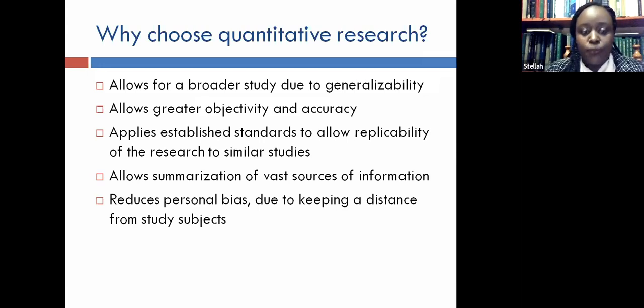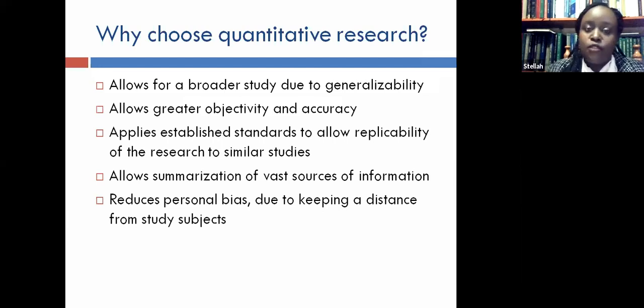Then you tend to apply standards that allow replicability, meaning that another researcher can use the same standards, the same concept, the same techniques to conduct a similar study somewhere else. Then it allows the summarization of information and reduces bias, since you tend to keep a distance from the study subjects. So when you talk about a distance, assume that you want to find out the social media usage in a country.